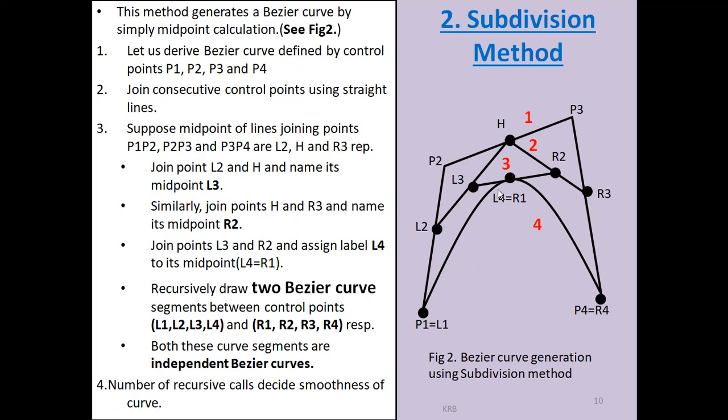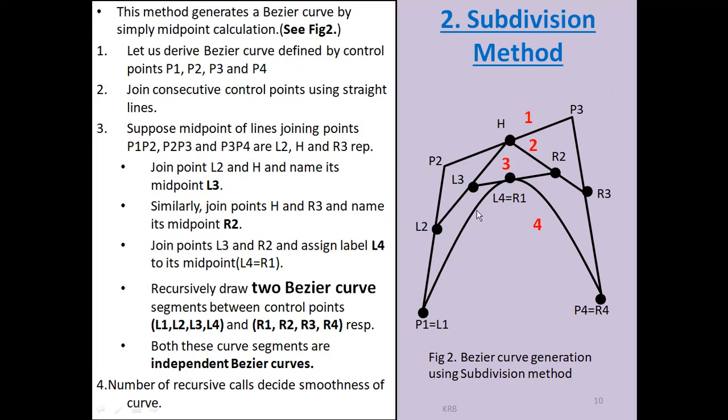The left hand side Bezier curve is passing through the points L1, L2, L3 and L4, and the right hand side Bezier curve is passing through the points R1, R2, R3 and R4, where the common point is L4 and R1 in both the Bezier curves, and both these Bezier curves are what? Independent. Okay, so the number of recursive calls decides the smoothness of the curve.